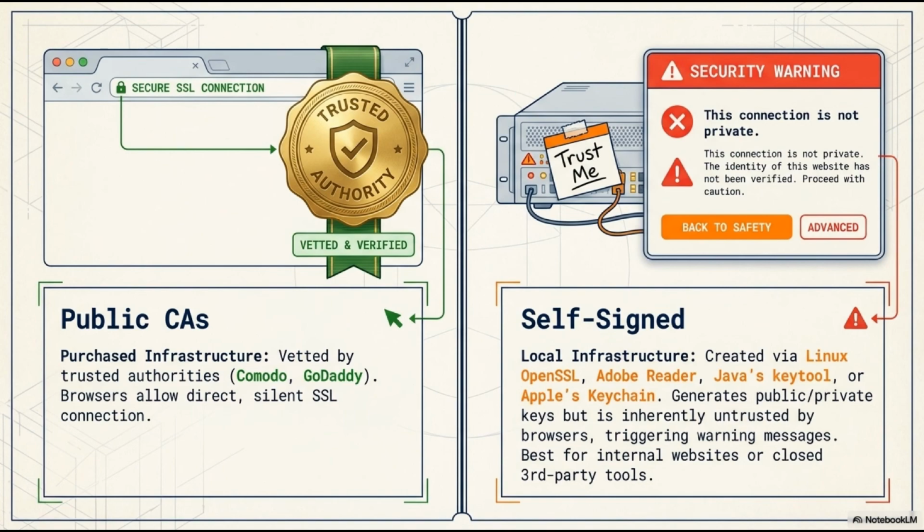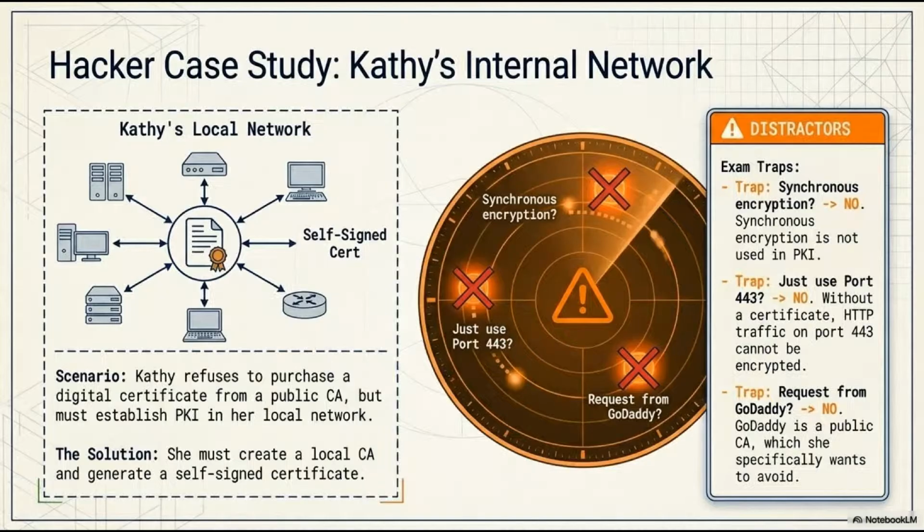Exactly. It's very efficient. Let's apply this on slide 12, hacker case study. Kathy's internal network. This is drawn directly from the exam quiz. That's a great scenario. The scenario is that Kathy refuses to purchase a digital certificate from a public CA, but she absolutely must establish a PKI for her local internal network. What should she do? The slide shows the correct solution right away. She must create a local CA and generate a self-signed certificate. Because it's internal. Right, since it's entirely an internal network. She doesn't need external validation from Chrome or Safari.